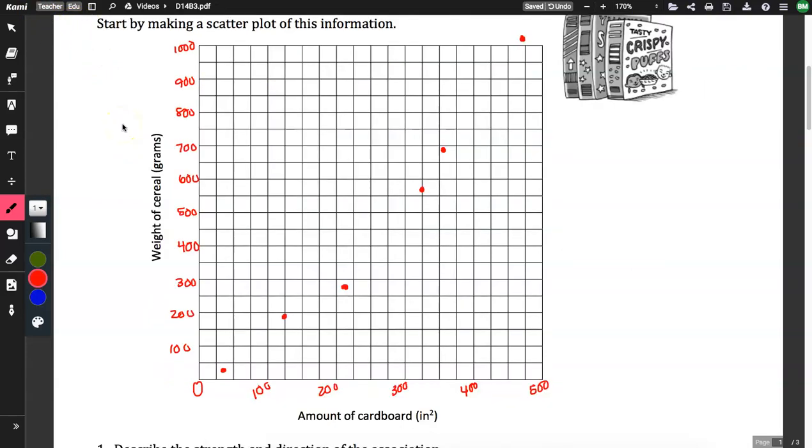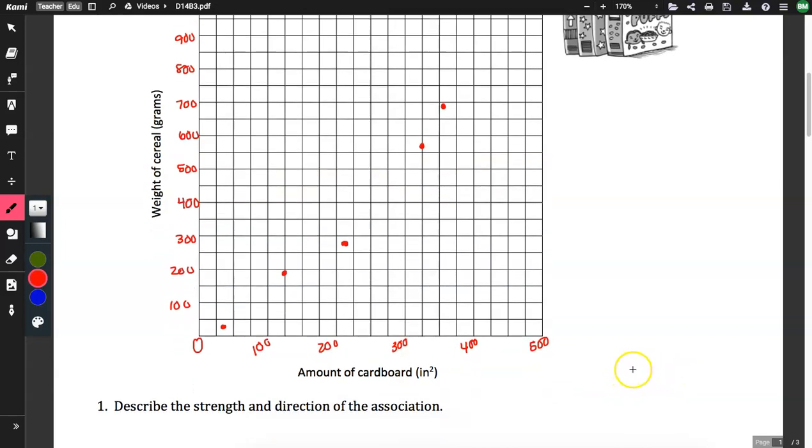All right, here's my scatter plot. So if you labeled your X and Y axis a little different, yours might look a little bit different than mine, but just look at the overall shape. Okay, it looks pretty nice here. I just spaced mine out so that it's a little bit easier to see, but no big deal if you just did like 100, 200, whatever. But if you can space it out, it does make it a little bit easier to work with. So let's take a look.